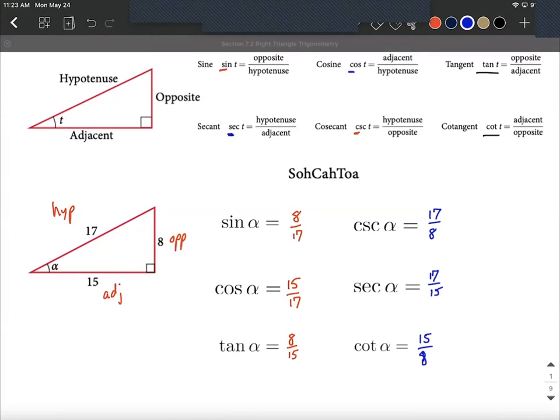It's a messy looking 8, but basically that's how we're going to do it. We find the first three, then use these reciprocal identities to invert them or flip them upside down, and you get the other three, as long as you know the first three using SohCahToa.